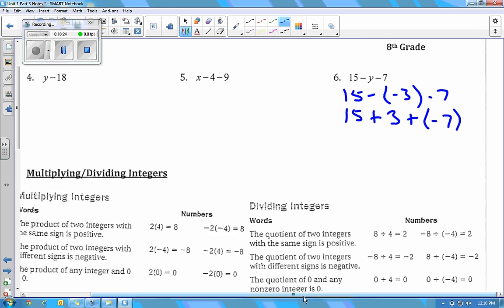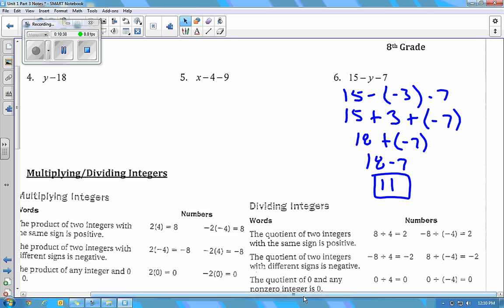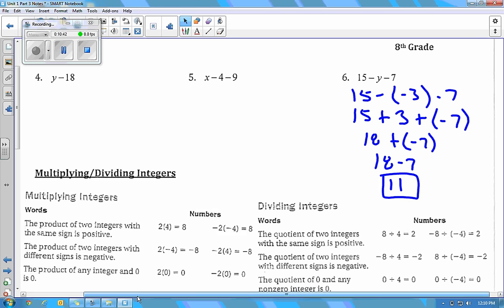15 plus 3 is straightforward. That's just 18. And I have plus negative 7. Now I have opposite signs, so I subtract 18 minus 7 is 11. I take the sign of the bigger one, which is 18. 4 and 5, I'm going to leave it up to you guys. Make sure you get them done. Make sure you check them with the answers.